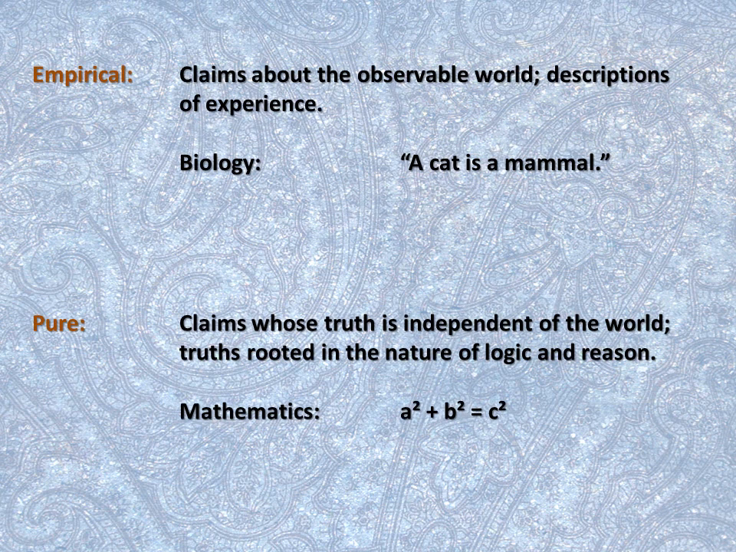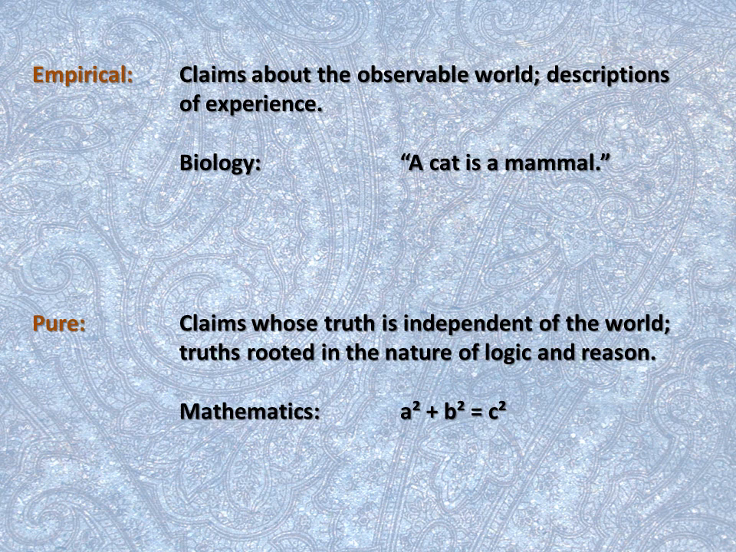So again, let's go through this distinction, because this distinction will also divide all of our possible knowledge into two boxes. Empirical, from the Greek empeiria. So if you've done empirical science, for example, here are claims about the observable world or descriptions of experience. I want you to think about biology as just a good example for us. Not all empirical knowledge is biology, but biology is absolutely an empirical science.